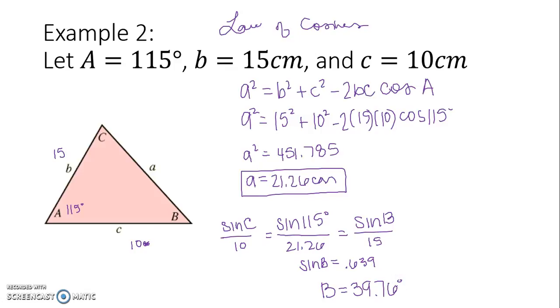39.76 degrees. From there, to find angle C, I have two choices. I can do law of sines like I've already set up over here, or I know angle A and I know angle B, so I can just subtract from 180 to find the measure of angle C. And when I do that, I got 25.24 degrees.